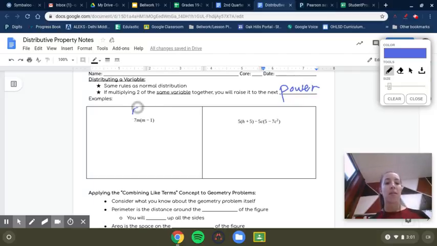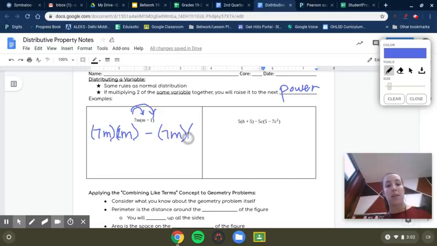So 7m is on the outside, so 7m is going to be multiplied by m minus 7 times 1. So when I rewrite this, I'm going to rewrite it as 7m times m, which is really 1m. Remember, mathematicians are lazy and they don't always put that 1 in front, minus 7m times 1. So 7 times 1 is just 7, but then we have m times m. So this is where I was telling you it's going to move it to the next power. So that would become m squared because there are two m's there.